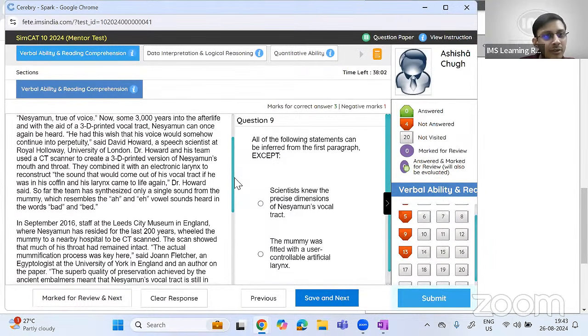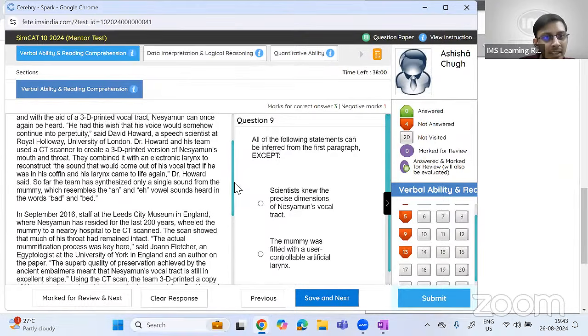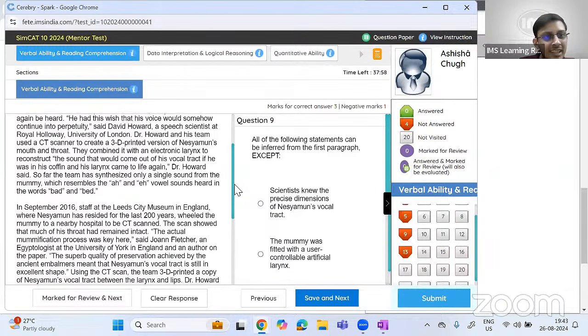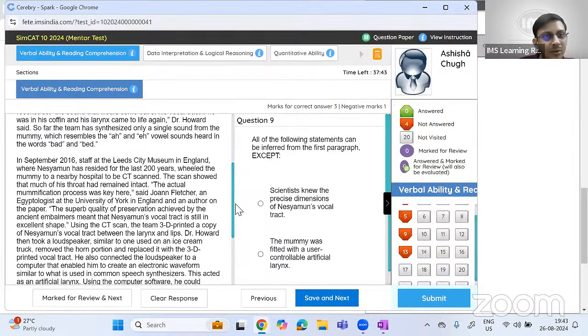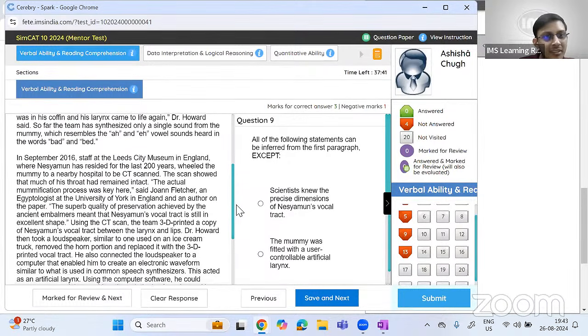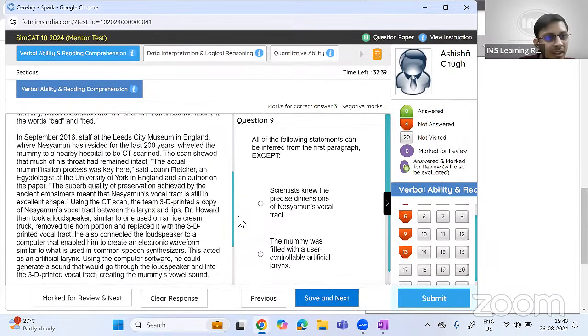He had this wish that his voice could somehow continue. Then the team used a CT scanner to create a 3D printed version of his mouth and throat. They combined it with an electronic larynx to reconstruct the sound that would come out of his vocal tract if he was in his coffin. The larynx came to life. The team has synthesized only a single sound, which resembles these two vowel sounds.